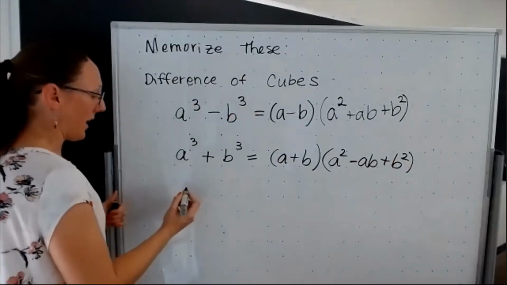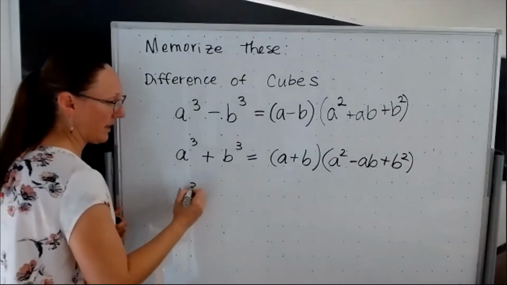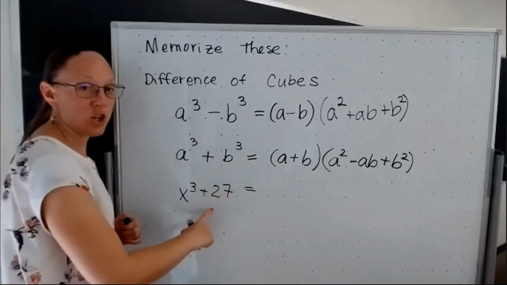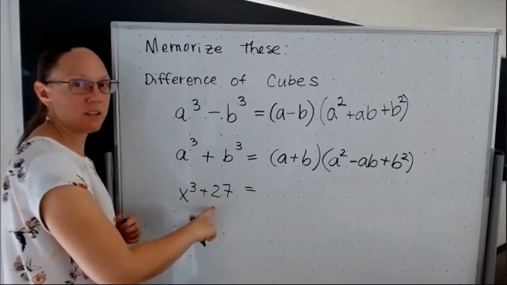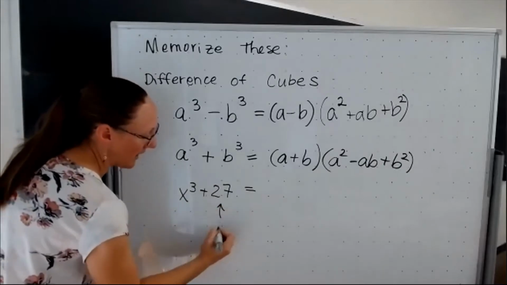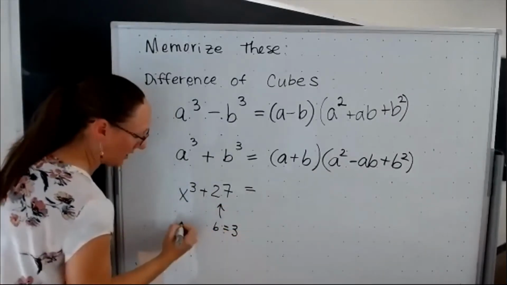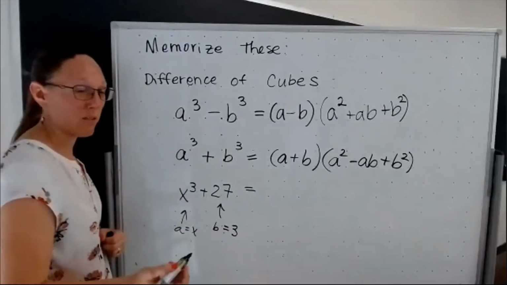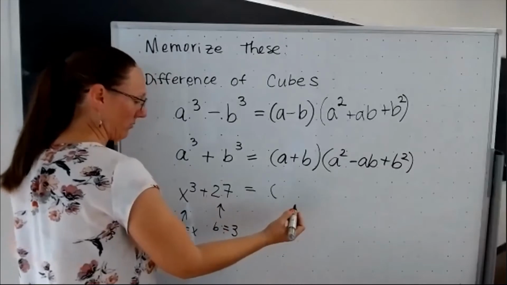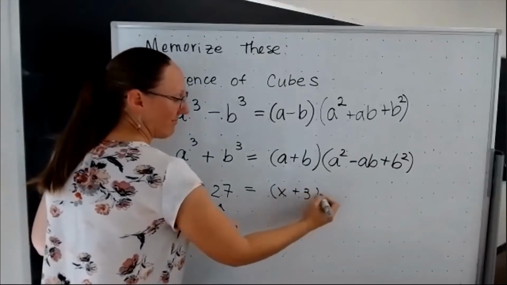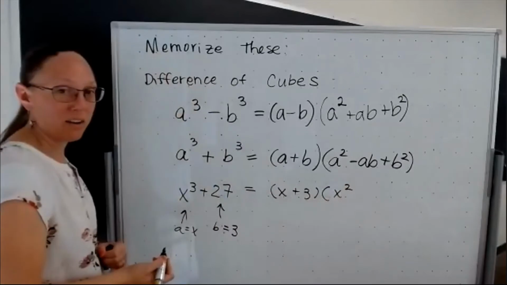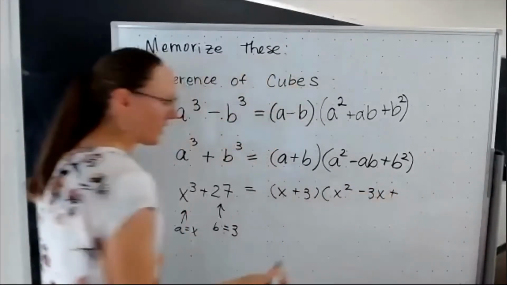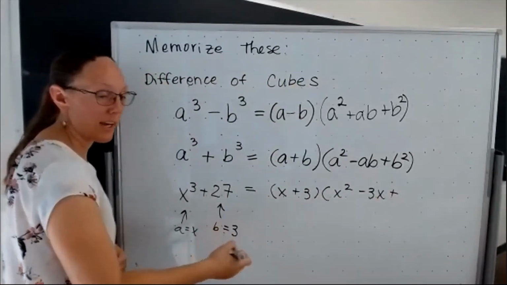So if I had something like x cubed plus 27, 27 is 3 cubed. So that's telling me that my b is a 3 and my a is equal to x. So when I plug that into the formula, this turns into x plus 3 and then x squared minus 3x plus 3 squared, which is 9.